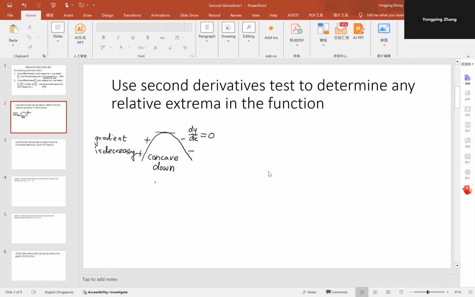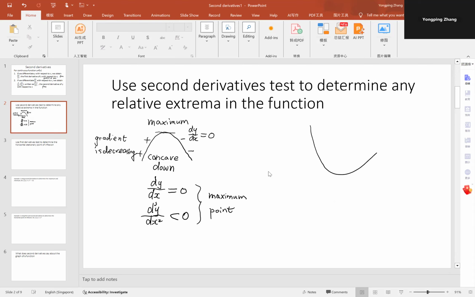So in this case, dy/dx equals 0 and d squared y/dx squared, the second derivative, is negative. This point is the maximum. This is the maximum point.